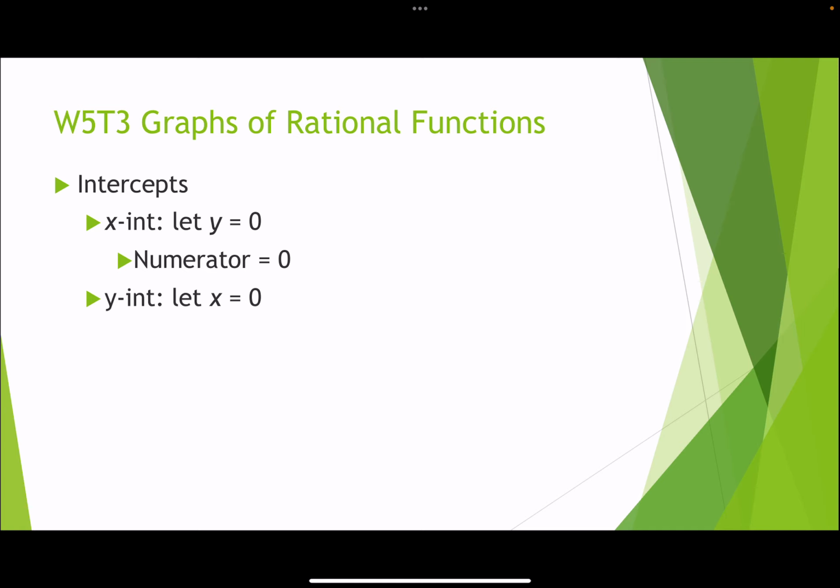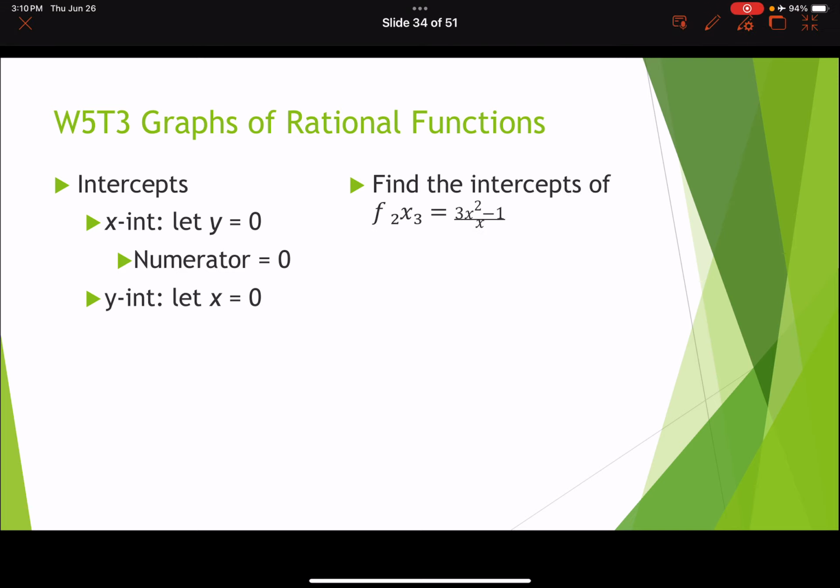Okay, and you find what you get for an answer. So let's practice that. Let's say we wanted to find the intercepts for this one. Again, remember these are parentheses. So let's do the y-intercept because that's very easy. For the y-intercept, we're going to put 0 in for all the x's.